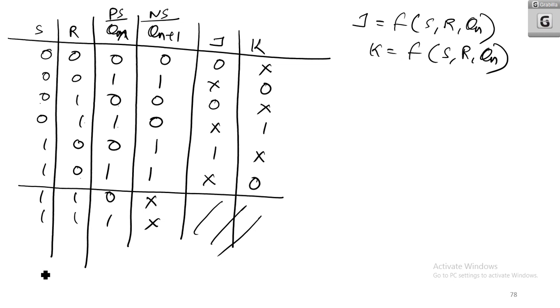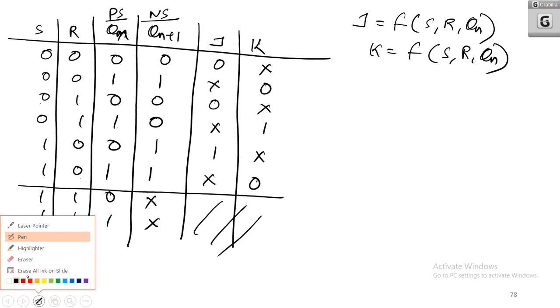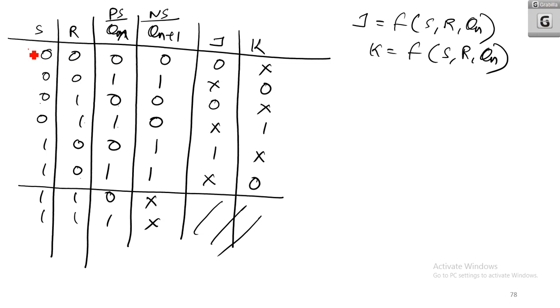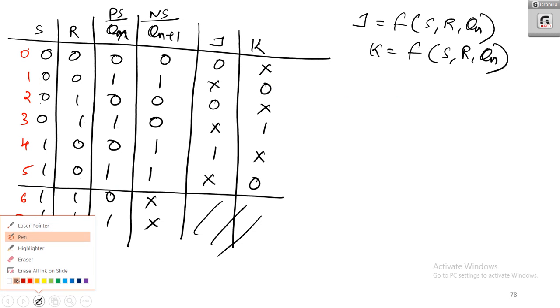Now coming into the representation, this is 0 up to Qn. So it is 0, 1, 2, 3, 4, 5. If it is 6 and 7, you will consider it as don't care. So I am going to draw the K-map of J.